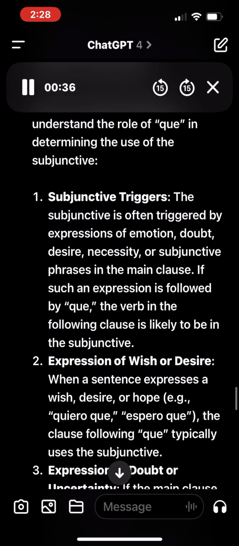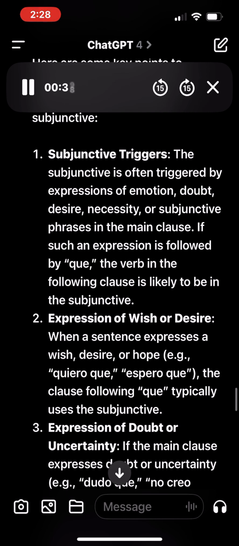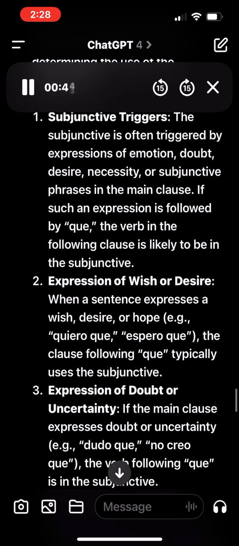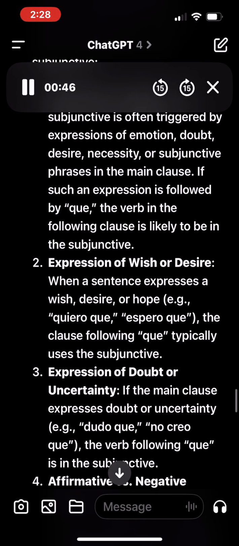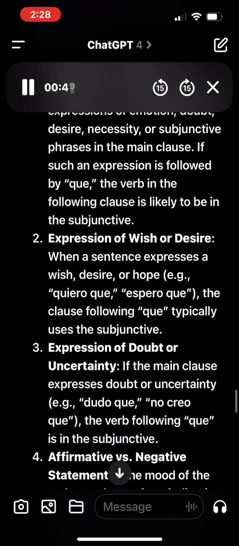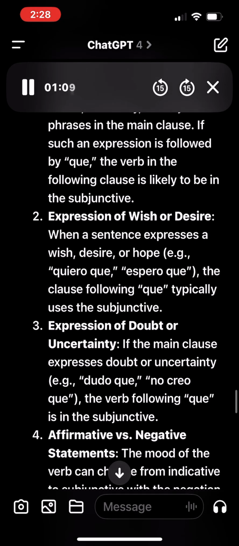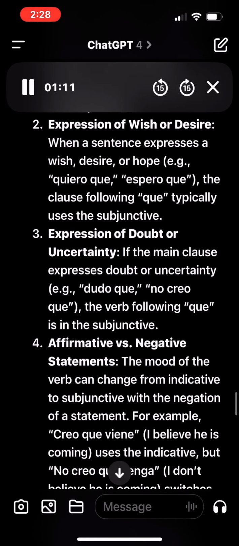1. Subjunctive triggers. The subjunctive is often triggered by expressions of emotion, doubt, desire, necessity, or subjunctive phrases in the main clause. If such an expression is followed by que, the verb in the following clause is likely to be in the subjunctive. 2. Expression of wish or desire. When a sentence expresses a wish, desire, or hope, e.g., quiero que, espero que, the clause following que typically uses the subjunctive. 3. Expression of doubt or uncertainty. If the main clause expresses doubt or uncertainty, e.g., dudo que, no creo que, the verb following que is in the subjunctive.